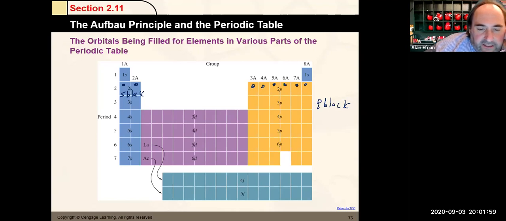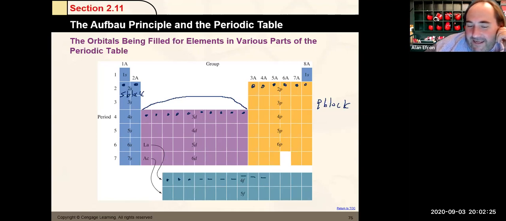D is here in our transition metal region, the D block. And a D subshell could hold 10 electrons. So that is 1, 2, 3, 4, 5, 6, 7, 8, 9, and 10. And F could hold 14 electrons. I'm going to count it: 1, 2, 3, 4, 5, 6, 7, 8, 9, 10, 11, 12, 13, and 14 electrons going there. So that's our F block and our D block in the middle.